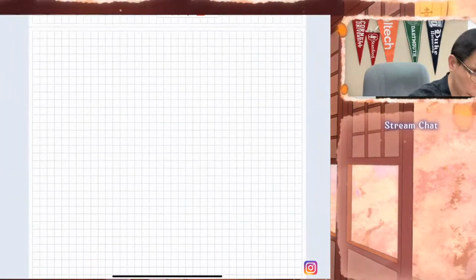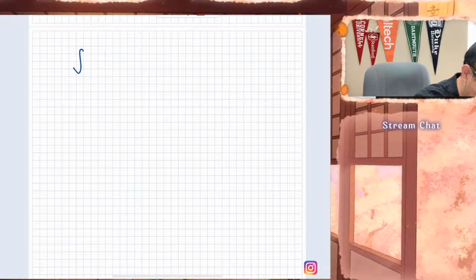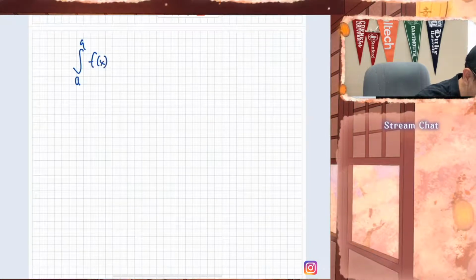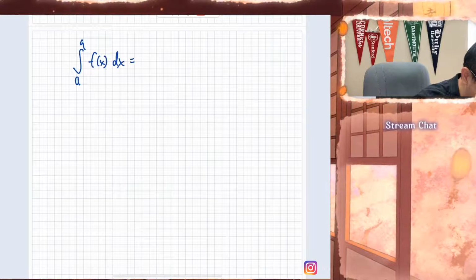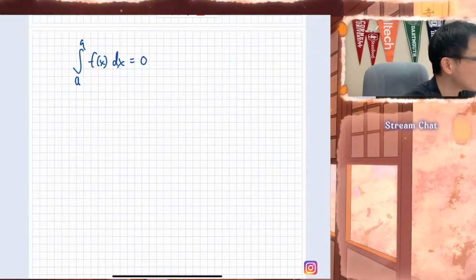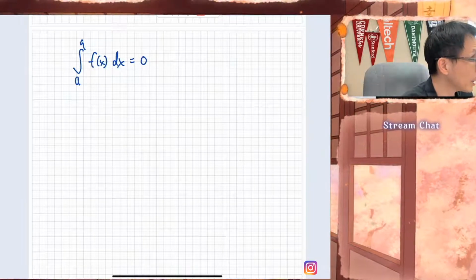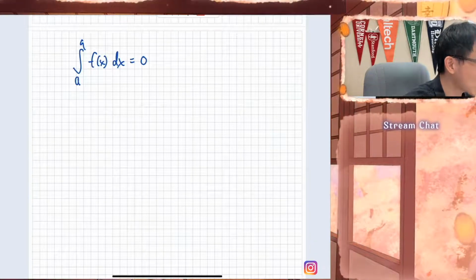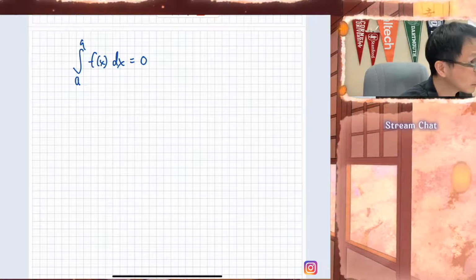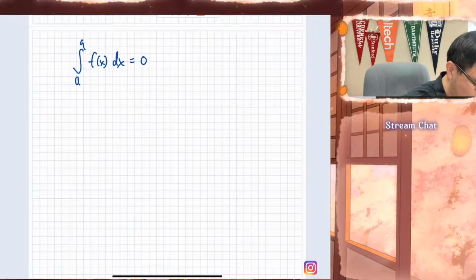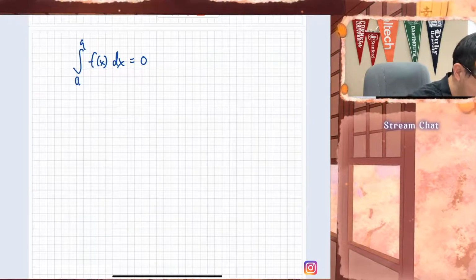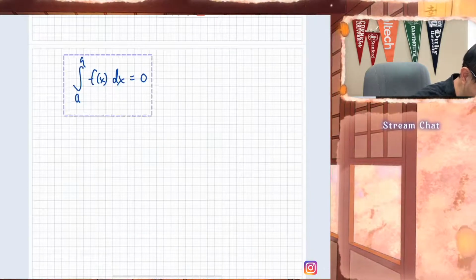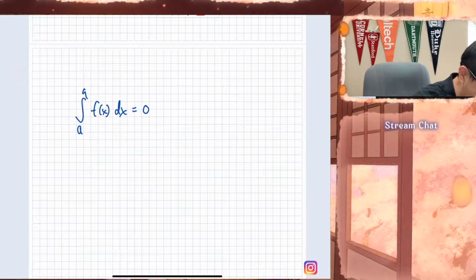So the integration between a to a of f of x dx, this just means 0 because there is no area underneath. From a and a is the same number, so there is nothing. Okay, so that's the first property. That's a property of integral. Today we are talking about properties of integral.